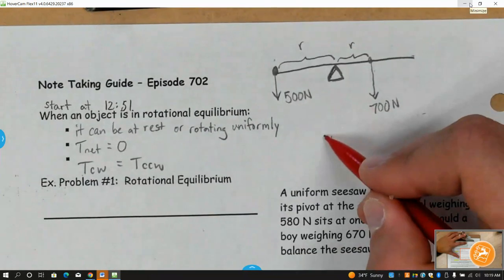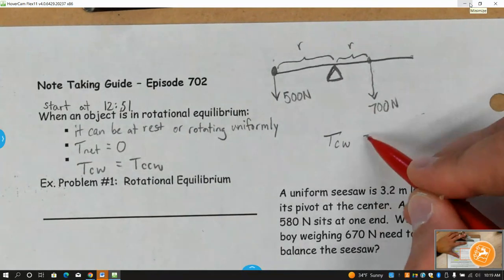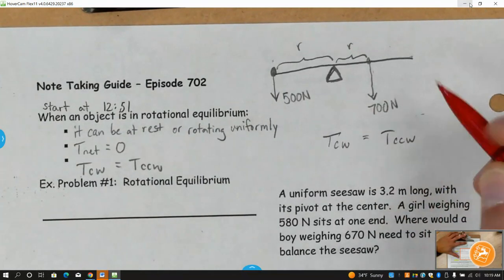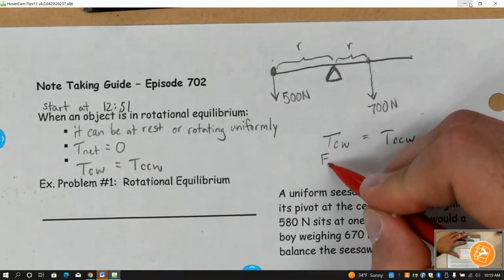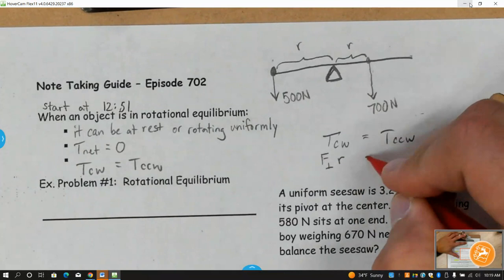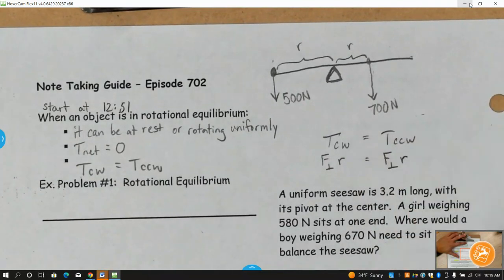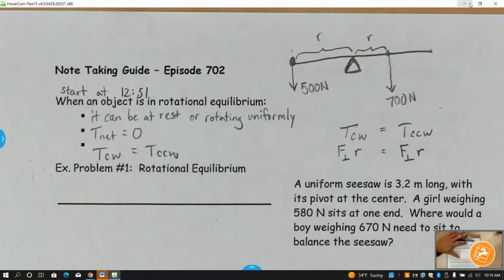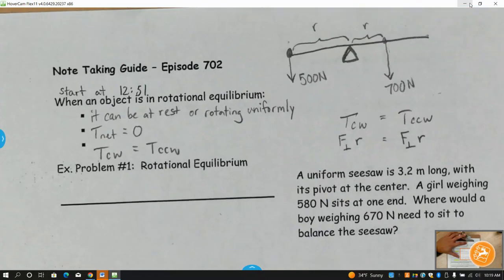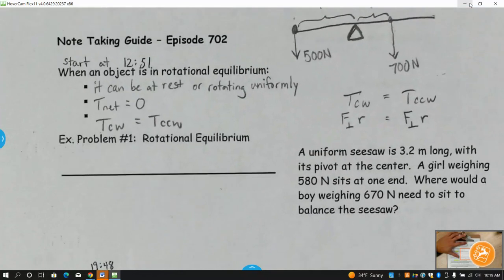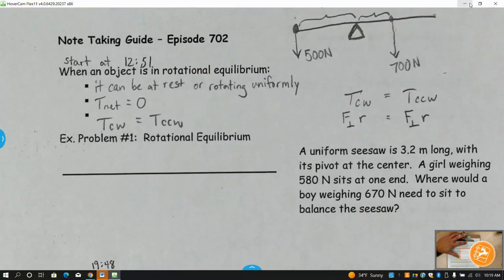So if that is the case, remember that torques are perpendicular forces times lever arms. We're only going to do this for one example, or for these examples where we have something in rotational equilibrium. You're only going to wind up with 2.